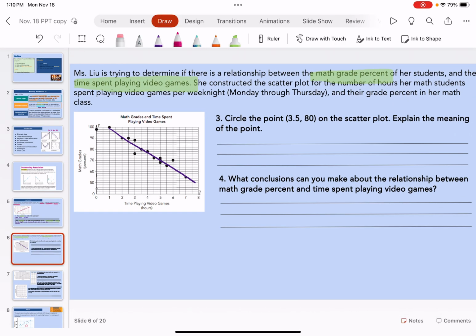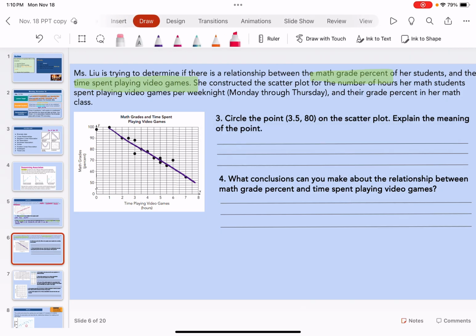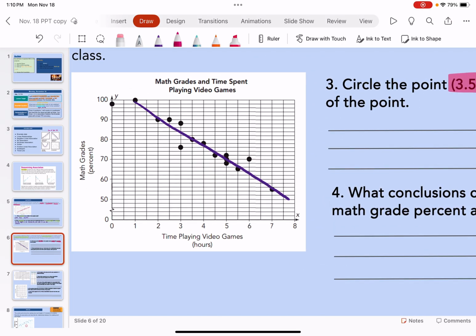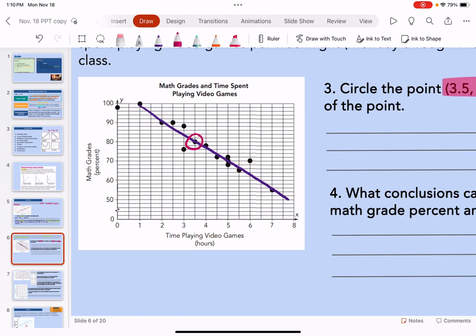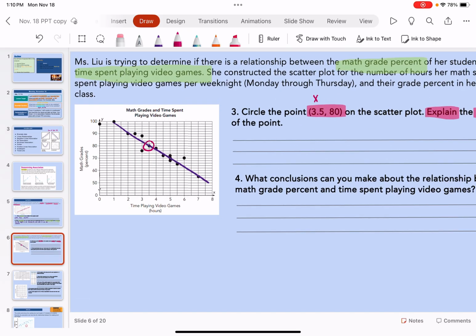But question number 3 says circle the point 3.5 comma 80 on the scatter plot and explain the meaning of the point. Okay, so 3.5 comma 80, I know I'm going to look between the 3 and the 4. I'm going to look halfway and then I'm going to go up, right? So the only point that is at 3.5 is the 80, so that made that easy. And now I have to explain what that means, right? So 3.5 is my x coordinate and then the 80 is my y coordinate. So knowing that, I know that 3.5 represents the hours, right? Or the time spent playing video games.